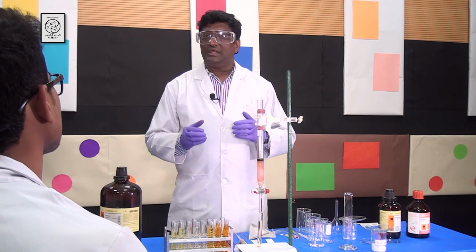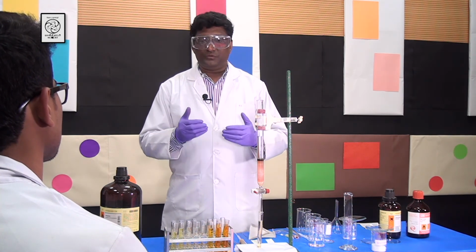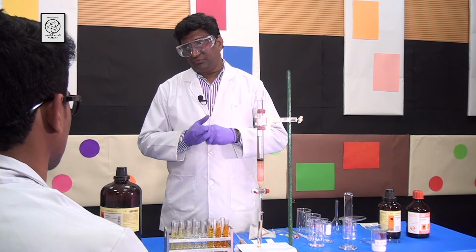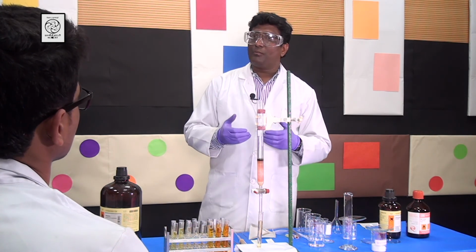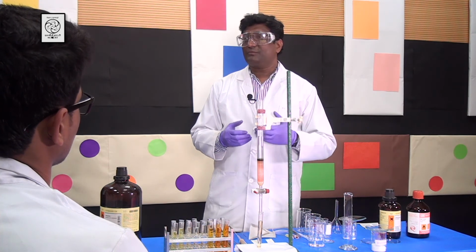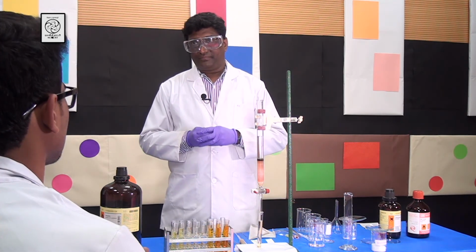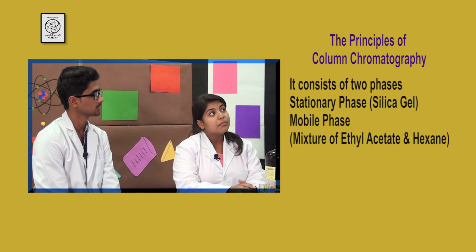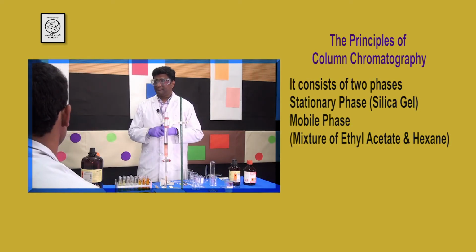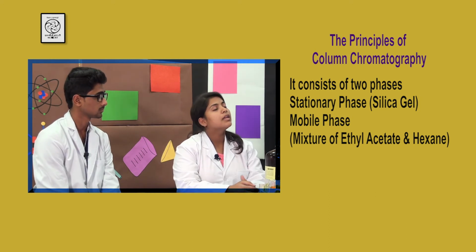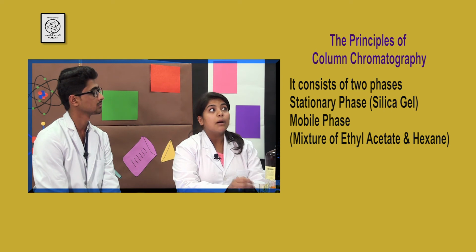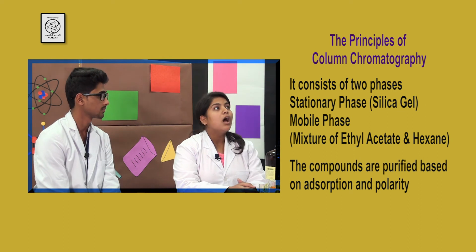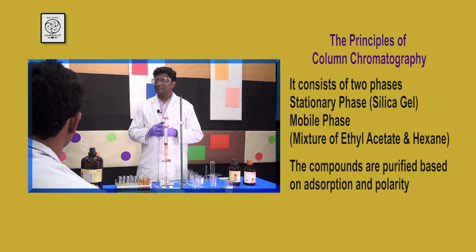Now, students, the next job is to remove the solvent and use these compounds as pure compounds. So students, I hope you understood the working and basic principles of column chromatography. If so, could you summarize it? Yes, sir. We have learned the principles of column chromatography. It mainly consists of two phases. One is the stationary phase, which is silica gel here, and the other is the mobile phase, which is a mixture of ethyl acetate and hexanes here. The compounds are purified based on adsorption and polarity.